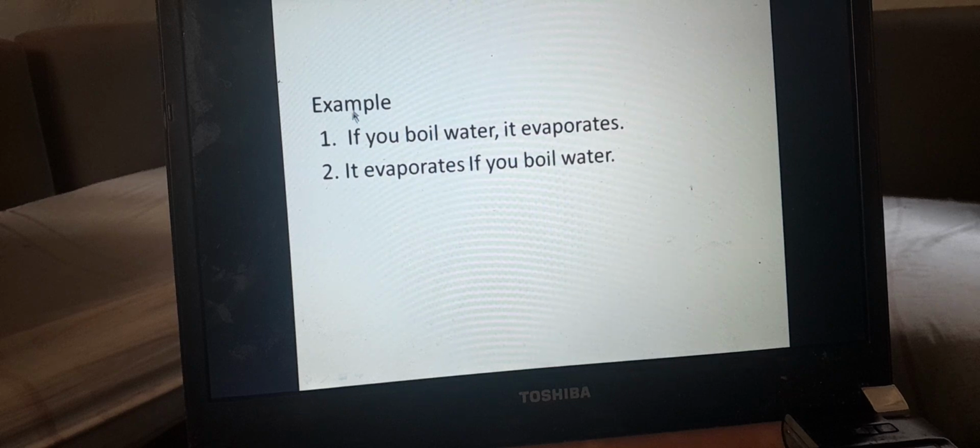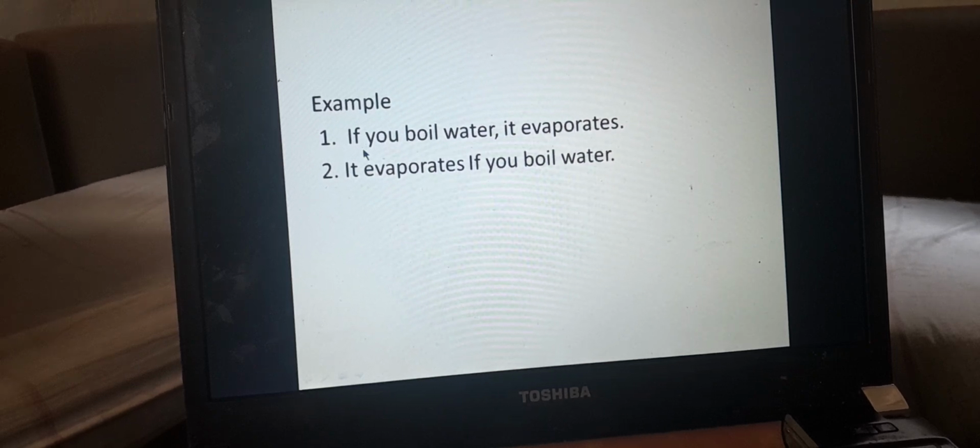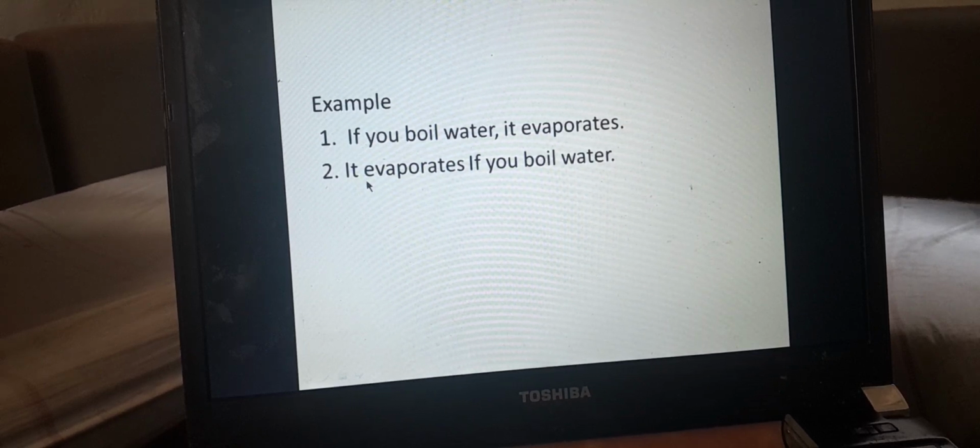Now let's take a look at the example that is given here. If you boil water, comma, it evaporates, full stop. It evaporates if you boil water, full stop. In the first one, here we have a comma, but in the second one, no comma. What is the difference? All right, you might have speculated some ideas about that. The second one has started with the main clause, and because of that reason, we are not going to use a comma here. But in the first one, since the sentence has started with the if clause, it is mandatory to use a comma here.